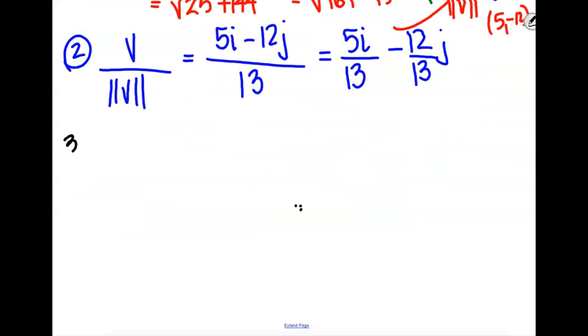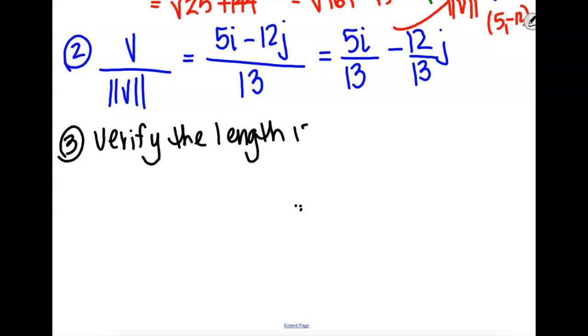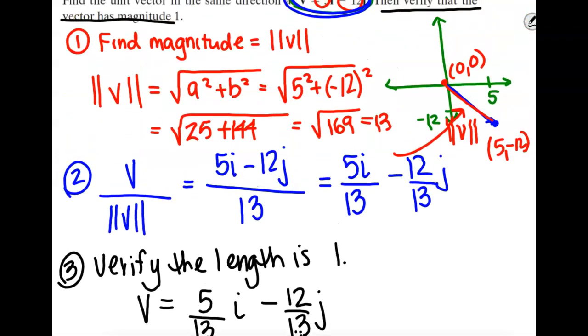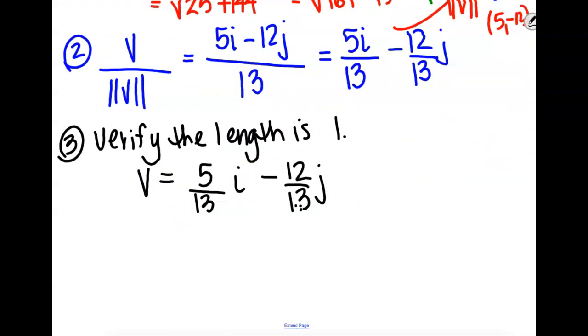So number 3, verify the length is 1. So in step 2, our new vector as a unit vector is now 5/13 i minus 12/13 j. Graphically, what it does is it takes this blue vector and shrinks it down to a length of 1, going in the same direction. So we want to show, does this vector actually have the length of 1?